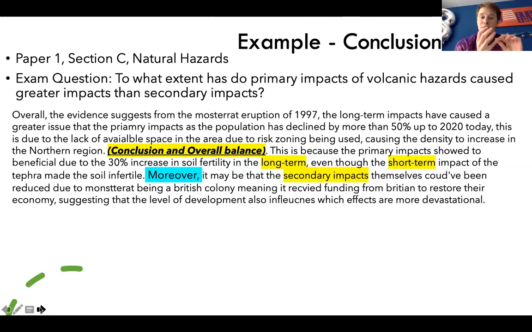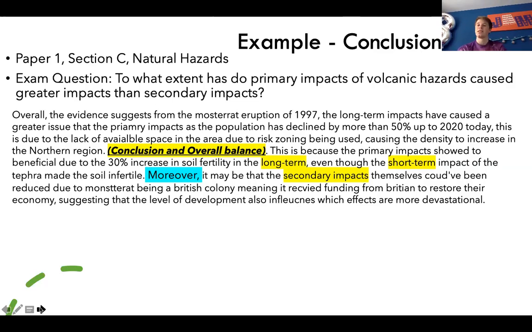So there we go, I've now just got some spatial scale, and I've made my overall balance because I've said the long term was worse because it's still occurring and it was greater than the secondary impacts, whereas the primary impacts showed to be beneficial due to the 30% increase in soil fertility in the long term, but the short term of that environmental impact made it infertile, but that didn't last very long. So really you've got to consider, does it matter? And moreover, it may be that the secondary impacts themselves could have been reduced. And moreover, maybe you're making a suggestion.